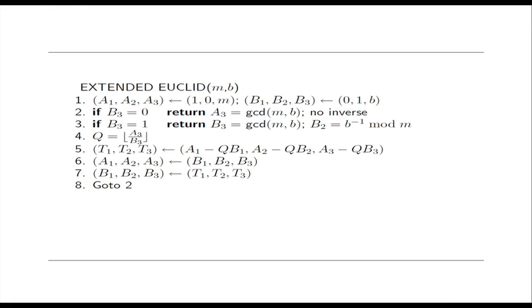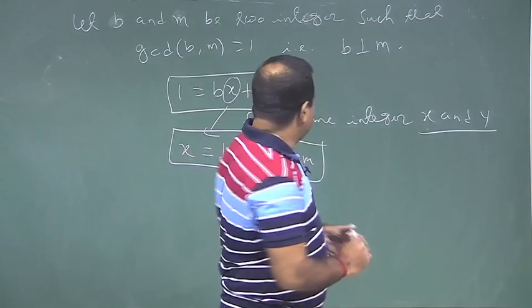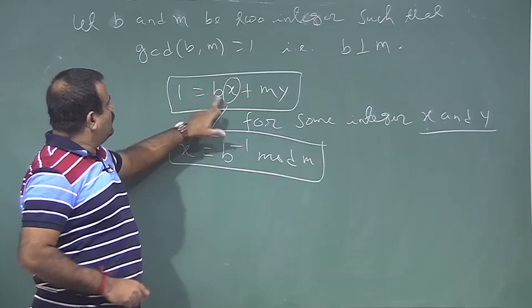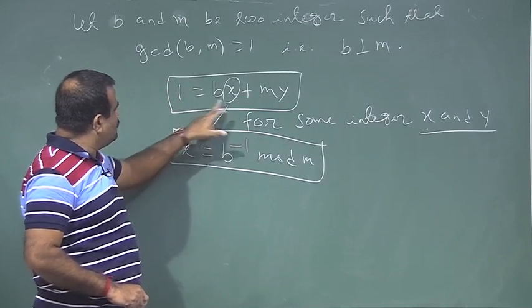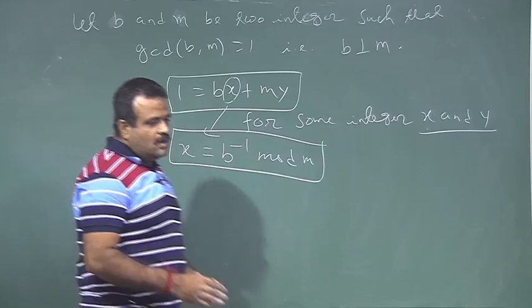So, once we get the GCD as 1, that means B3 is 1, then B2 will give us the inverse. B2 is basically the x. We are maintaining x over here. So, this B2 will give us the x. Finally, this is B3. If it is 1, then the GCD is 1 and the inverse exists. So, this is B2. Okay.